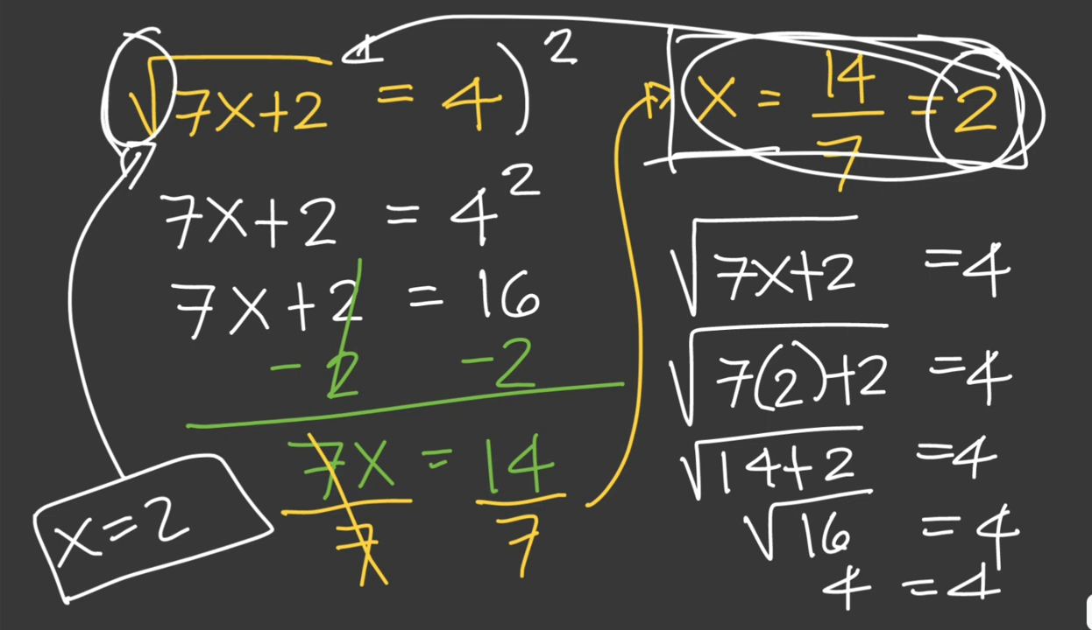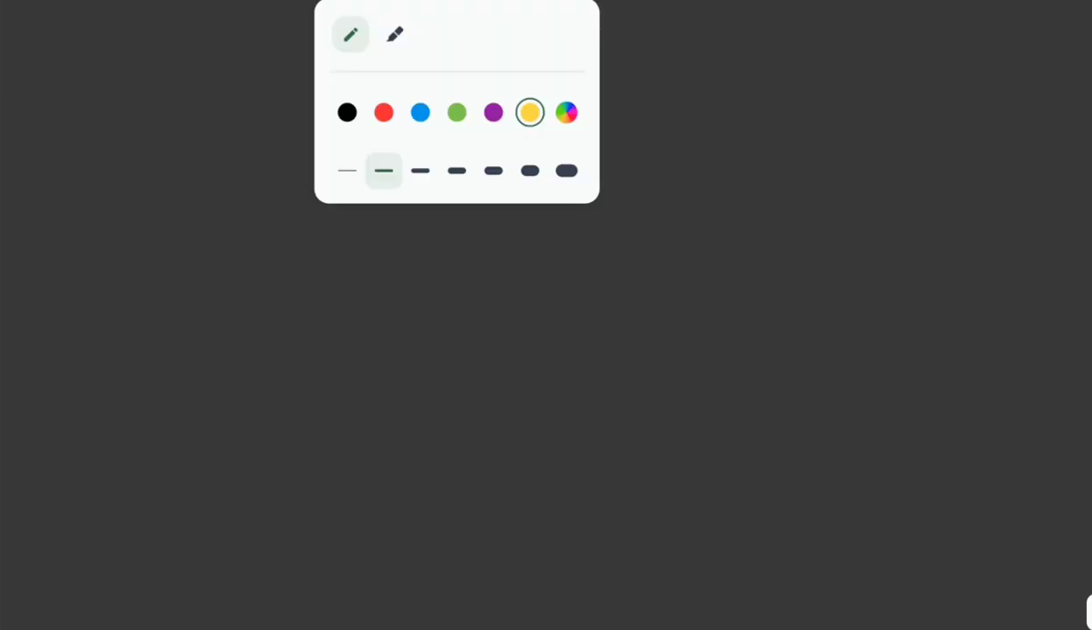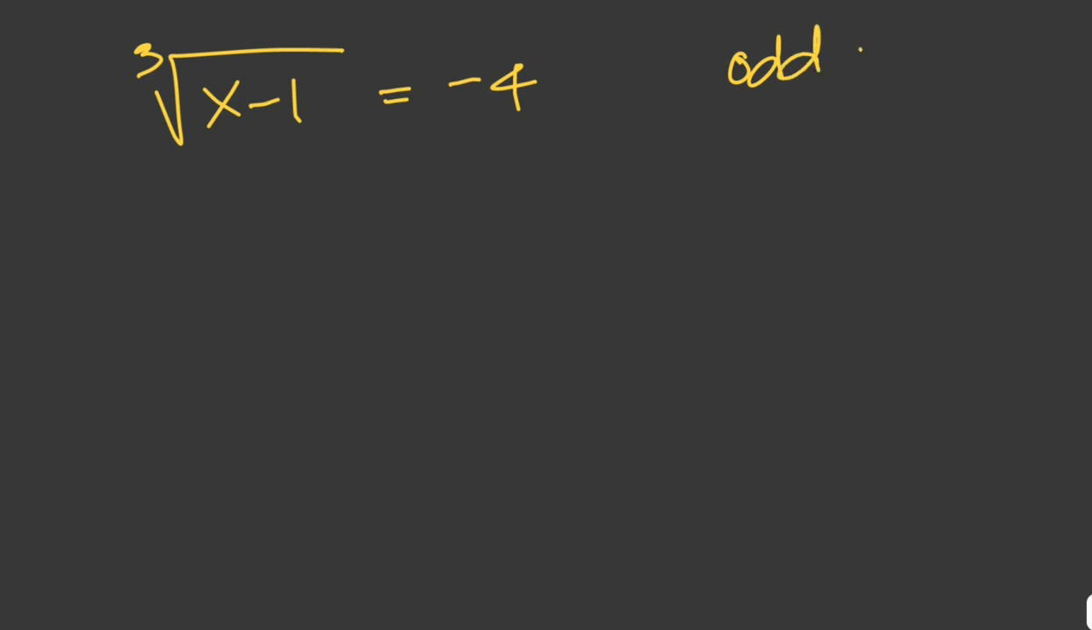Now let's solve another problem. What if we're given this one, cube root of x minus 1 equals negative 4. All right, this is a cube root. That means the index is equal to 3, which is not an even number. So we have an odd index, which means that we don't need to check the answer. We just simply solve for the value of x.